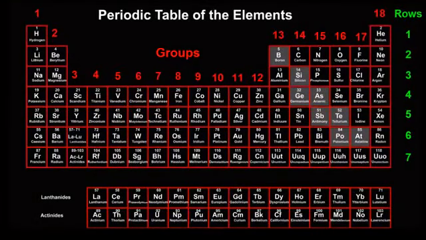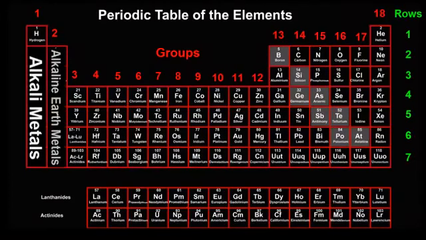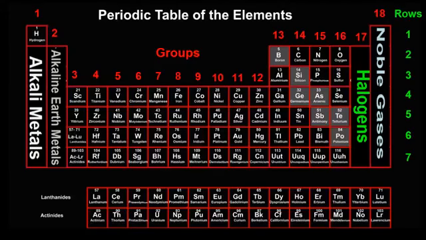Some groups even have family names. Group 1 elements are called the alkali metals. Group 2 elements are the alkaline earth metals. Group 17 are the halogens, and Group 18 are the noble gases.